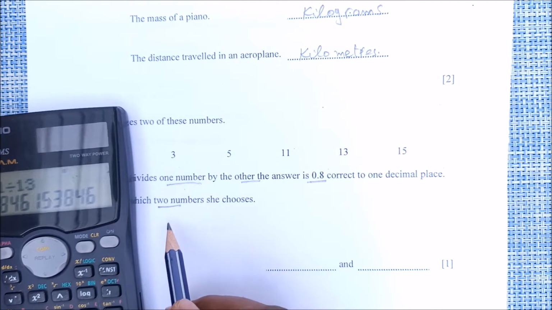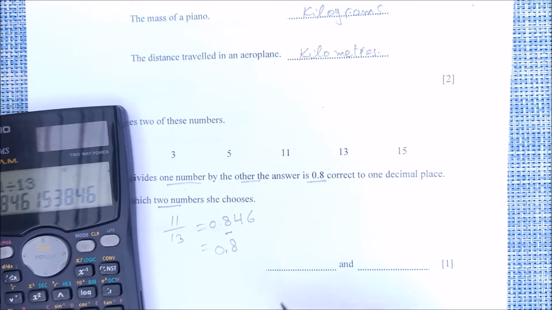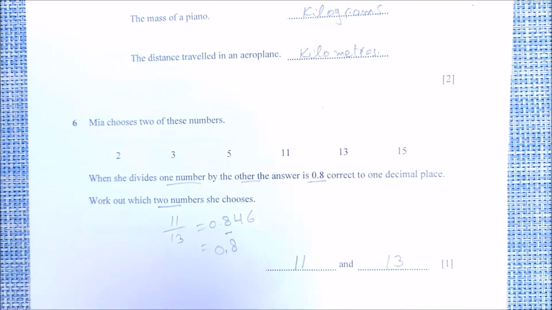Yeah, so if we divide 11 by 13, we are getting 0.846. So to 1 decimal place, it's 0.8. So we got the numbers. So in the answer column, we will write down 11 and 13.